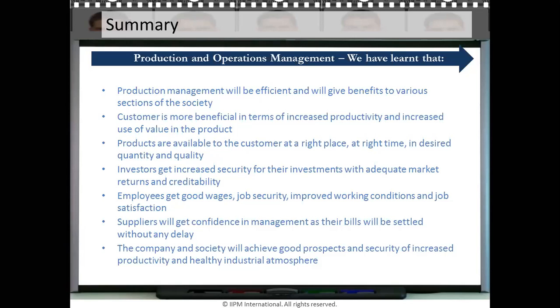Suppliers will get confidence in management as their bills will be settled without any delay. The company and society will achieve good prospects and security of increased productivity and a healthy industrial atmosphere. So this is where we are going to call it a time under production and operations management.